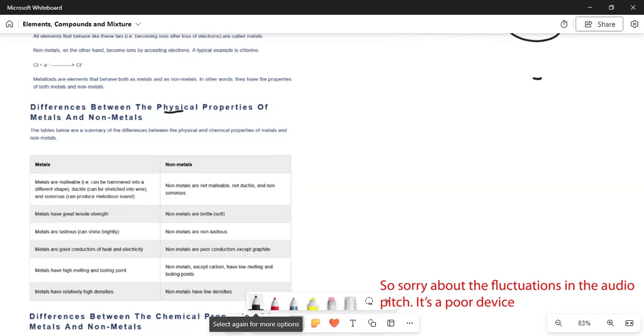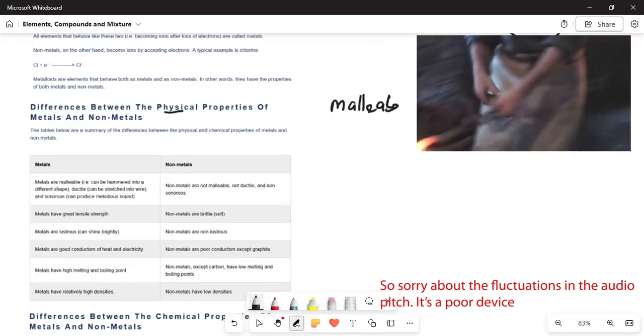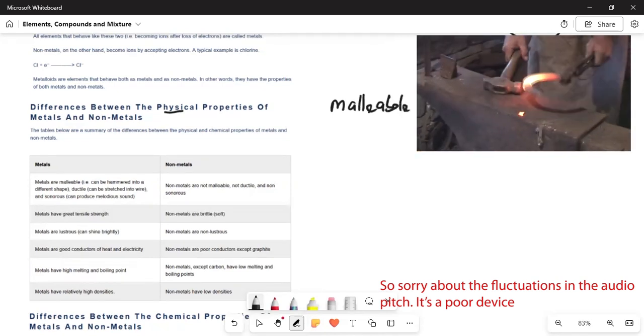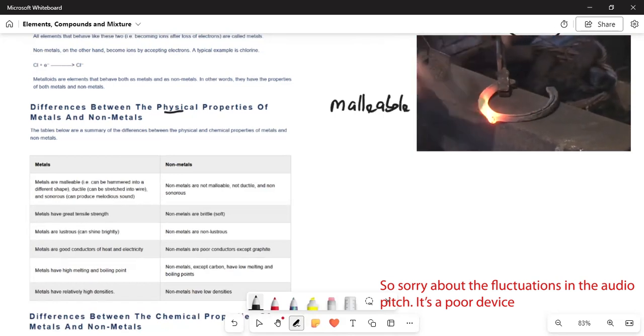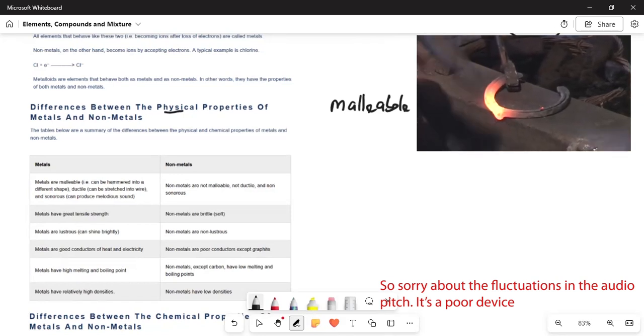That is, you can hammer it and turn it to any desired shape. That is the meaning of malleability. All metals are malleable. You can hammer it and what? Turn it to a desired shape. Like a blacksmith. When you go to a blacksmith workshop, you see them first of all heat up a piece of metal and use it to construct or design whatever object they are interested in.